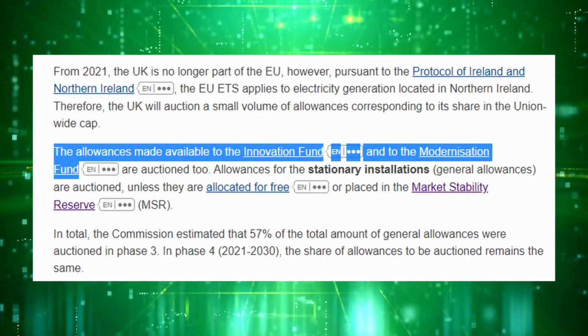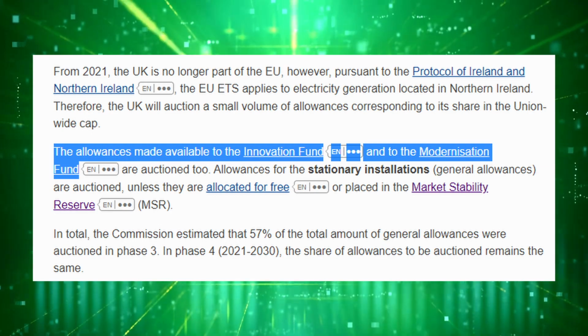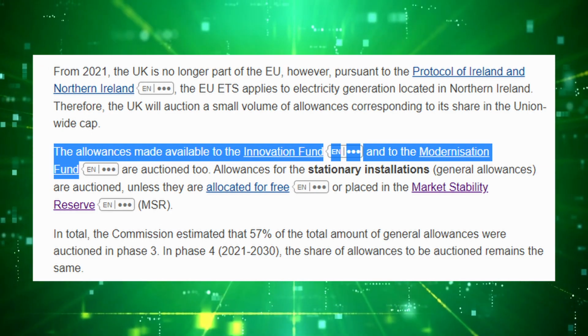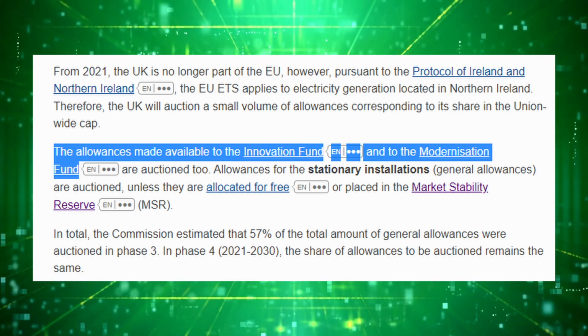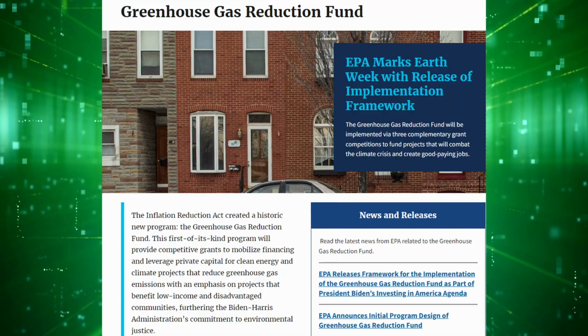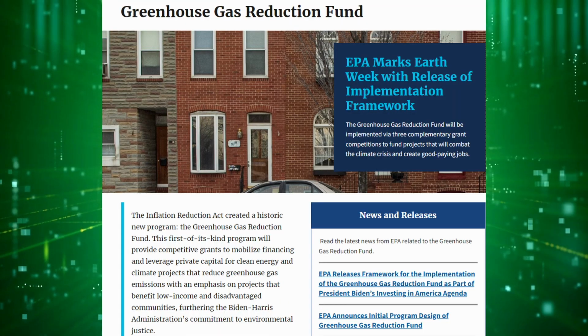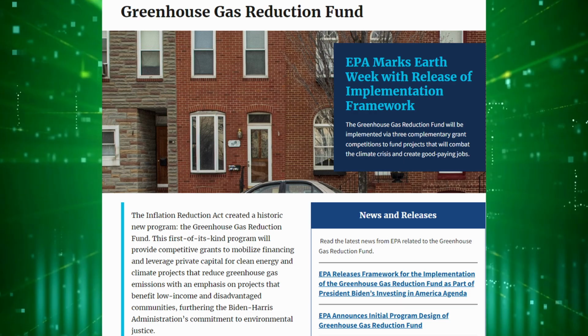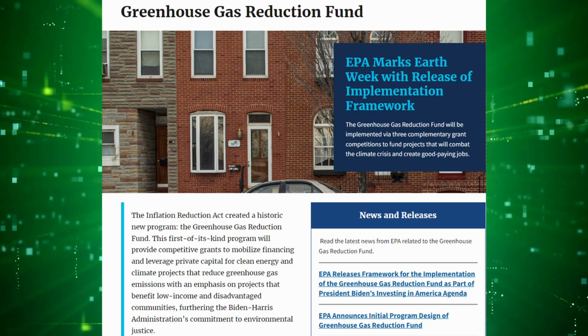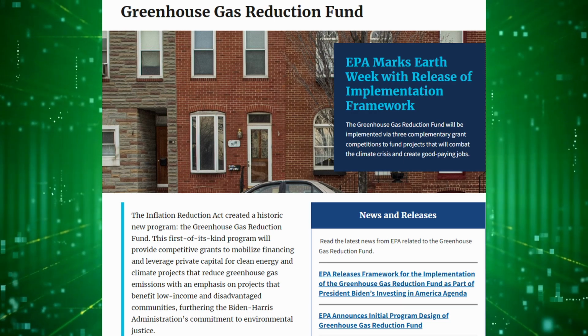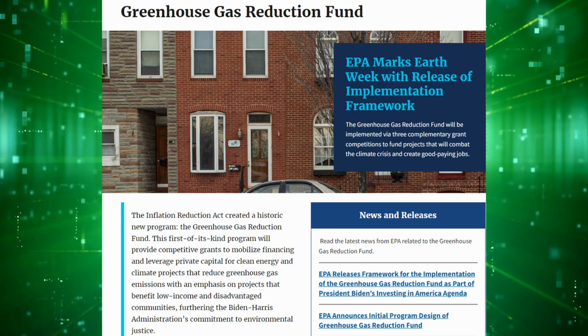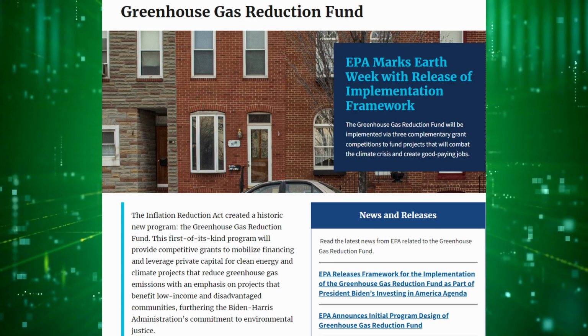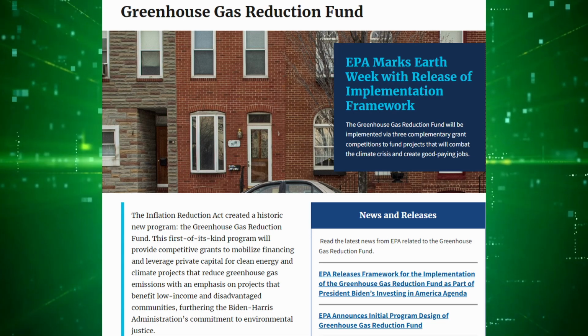The EU system has the Innovation and Modernization Funds, which are used to bankroll the transition to green energy and reducing emissions in the EU. The Californian system has the Greenhouse Gas Reduction Fund, which is used for a similar concept, as well as using 35% of the revenues to directly help environmentally disadvantaged or low-income communities. So all the funds raised in these systems aren't just going back to the government, they're actually being used to fund useful projects.